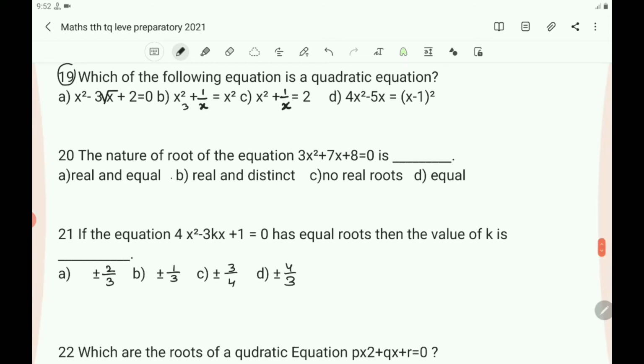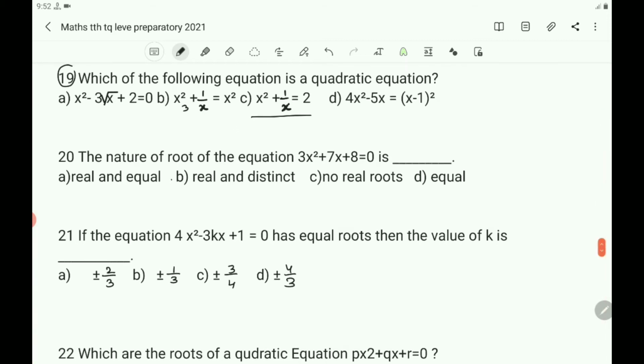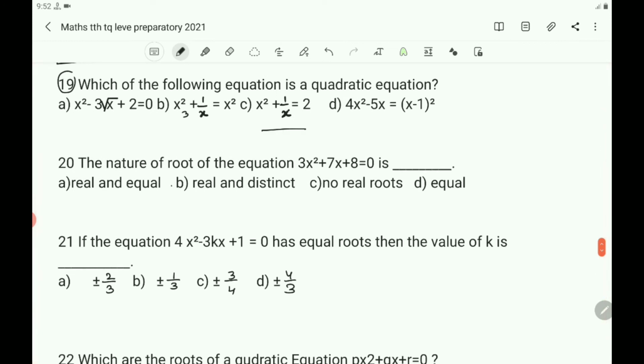Now you take the next one. Here you will get x, the LCM, and in the numerator you will get x square into x cube. If x cube is there, then it is not a quadratic equation. Now if these three are not, the fourth one must be a quadratic equation, but let us verify here.